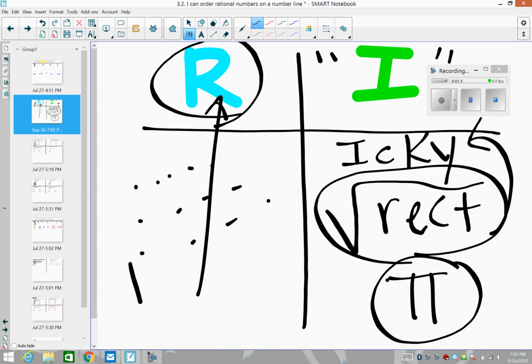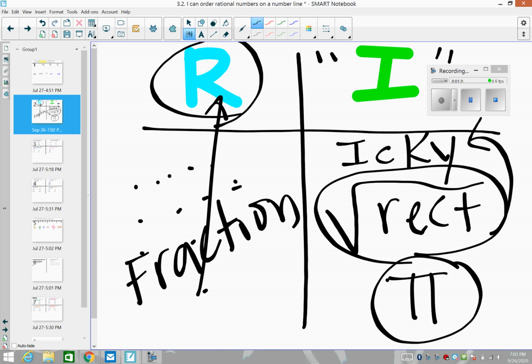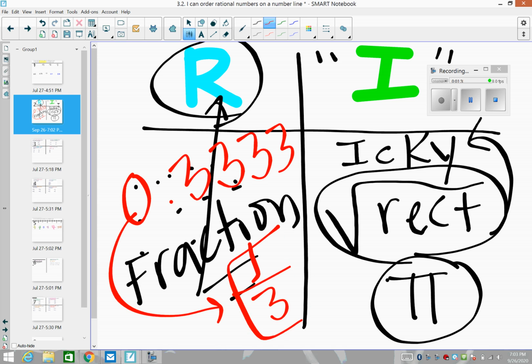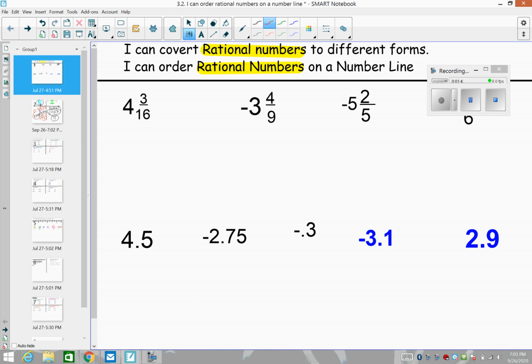Rational numbers is everything else. Anything that can be converted to a fraction in any way, and that includes repeating decimals. If you take 0.33333 repeating, that does convert to the fraction 1/3. So decimals with patterns are actually quite nice. That's just a reminder of what rational and irrational mean.